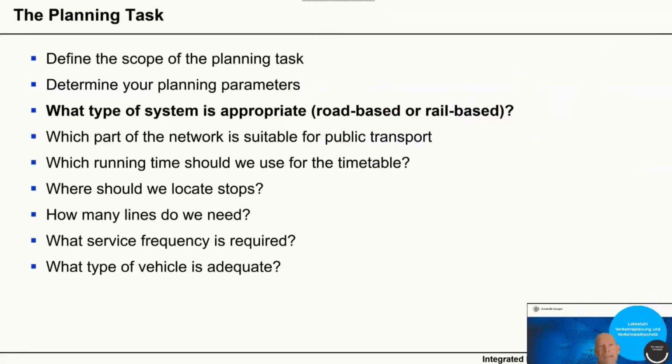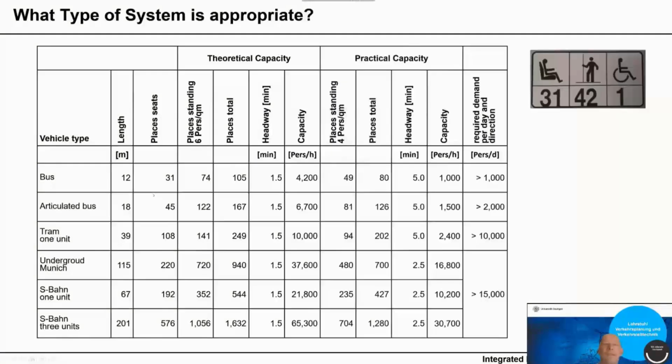Then, next step, often this is already decided and it's not the scope of your planning, but sometimes the question is, shall we have a bus or shall we have a rail-based system? And you find in literature quite a few approaches, diagrams where they show you the travel demand, and then they show you areas whether a bus is the most appropriate system, an on-demand service, or a different type of rail-based services. Well, one solution is that we look at different vehicle types.